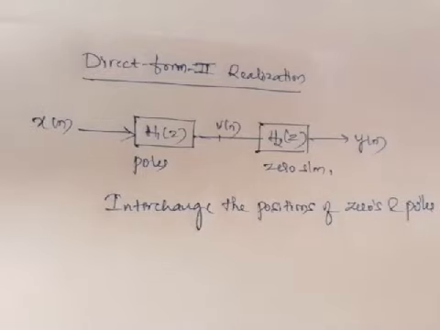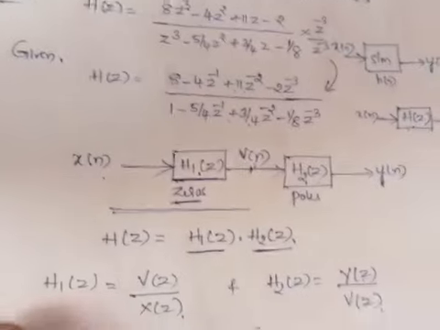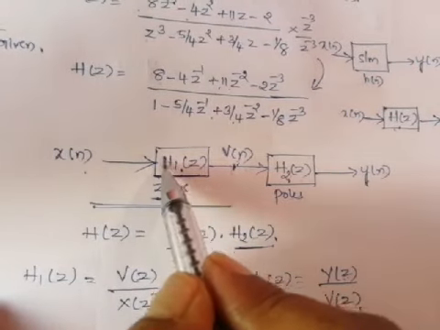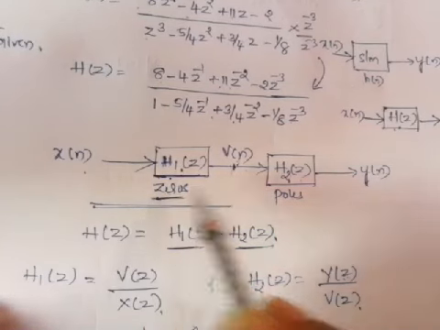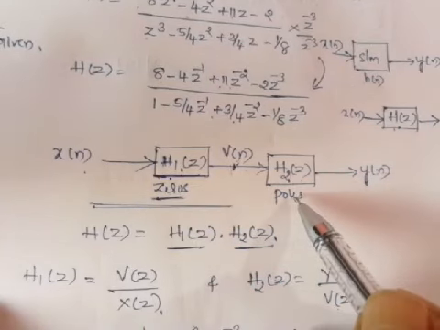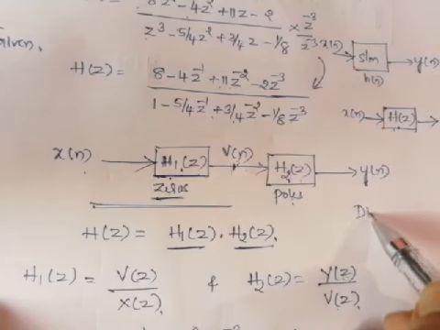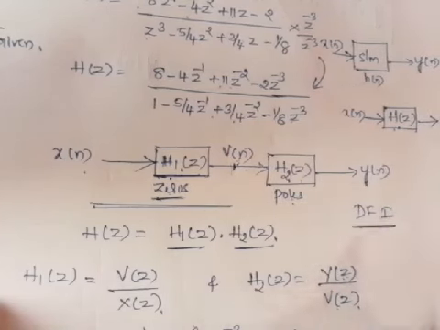See, in the earlier case, we expressed the given system function as two subsystem functions. First subsystem function h1 of z indicating zero system, second subsystem function indicating pole system. It is for direct form 1 realization.